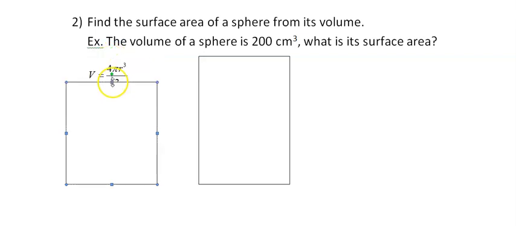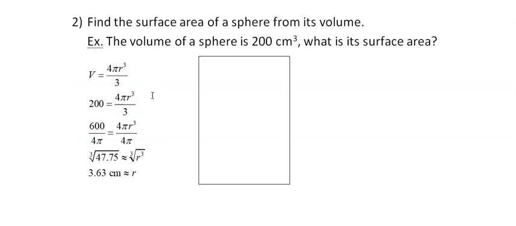My first step is going to be volume equals 4 pi r cubed over 3. And if you want to try doing the math on that, now's a good time to pause. I'm going to skip to the answer. If I isolate for r, I would have to multiply both sides by 3, divide both sides by 4 and pi. Depending on your calculator, you might need to use brackets there. And then take the cube root. And so my radius is approximately 3.63.